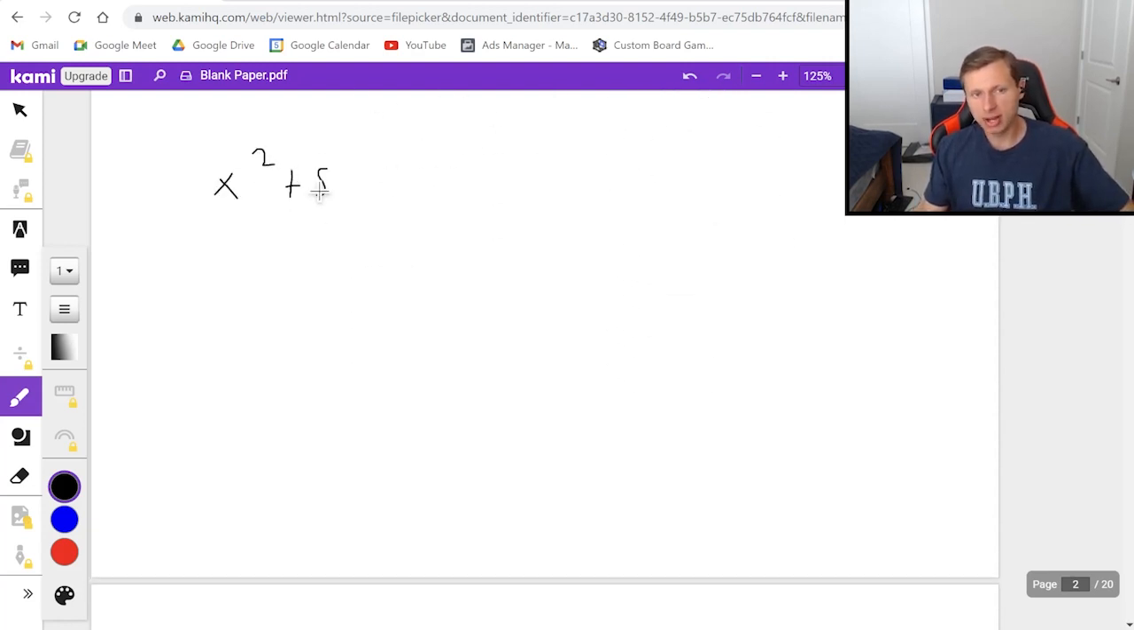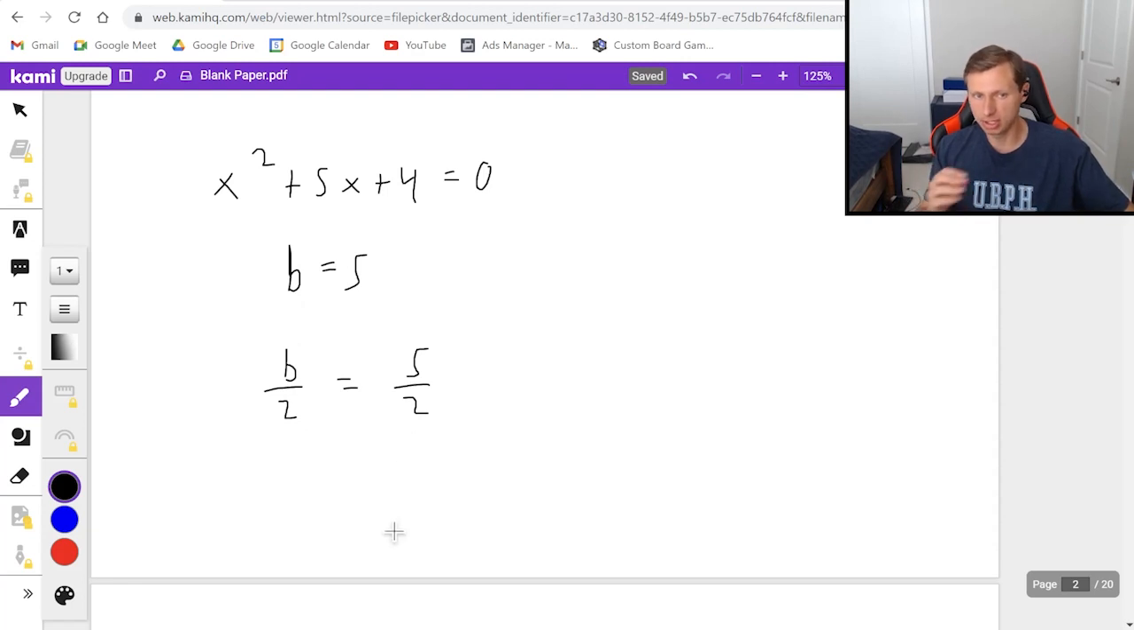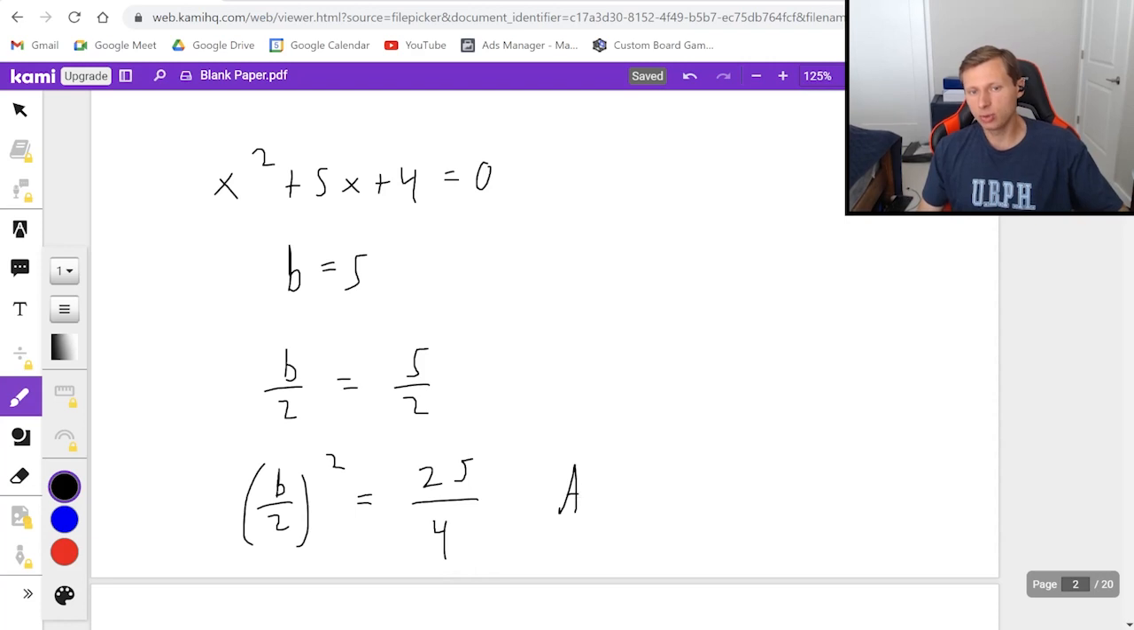x squared plus 5x plus 4 equals 0. In this case, b is 5, and I'm going to start with b. So then we're going to find b over 2, which is 5 halves. That's not very friendly, but whatever, it's fine. And then b over 2 squared. You have to square both the numerator and the denominator. So it's going to be 25 over 4. And that's what you're going to add to both sides.